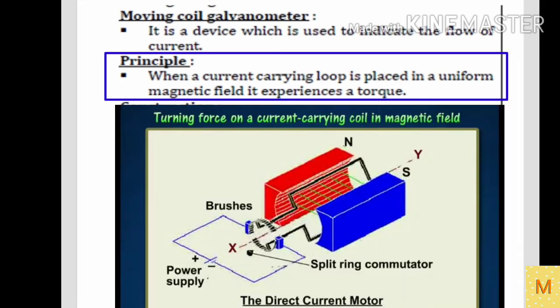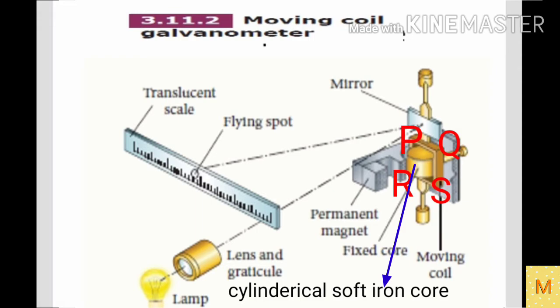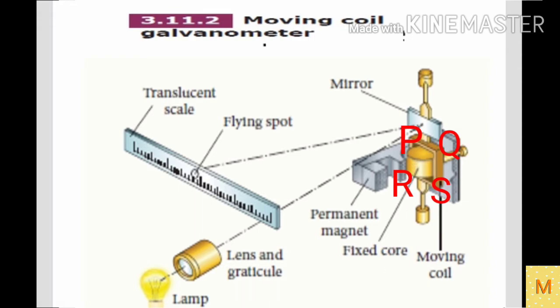When a current carrying loop is placed in a uniform magnetic field, it will experience a turning effect which is known as a torque. Next, about construction. It consists of a rectangular coil PQRS of insulated thin copper wire. A cylindrical soft iron core is placed symmetrically inside the coil. This rectangular coil is suspended freely between the two pole pieces of a horseshoe magnet by means of phosphor bronze wire.